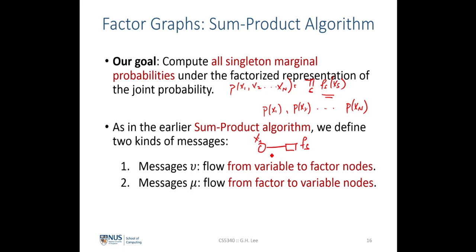The message v over here would be a message that is passed from the random variable xi into the factor node fs. So this guy over here would be v. We'll also define a second type of message which we call mu. This would be the message that flows from the factor to the random variable node. For example, I have a factor fs, and this is linked to a random variable xj. In this case, the message would be flowing from fs to xj, which we define as mu.